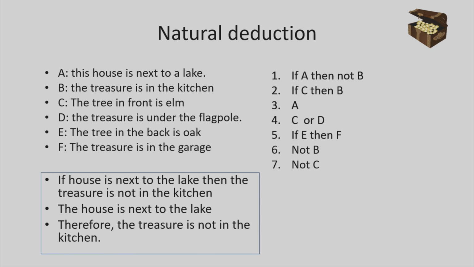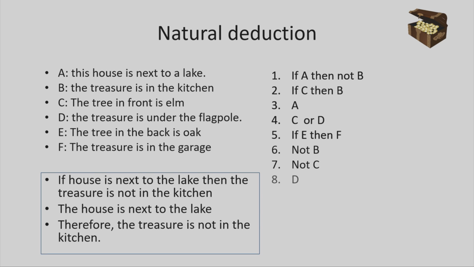But this tells us something about the tree. It still doesn't tell us where the treasure is. Can we get something more? Well, we still have several clues that we never used. And one of them is either the tree in the front is an elm or the treasure is under the flagpole. But wait a moment, we know that the tree in front is not an elm. So the only way to make this statement true is to have the second part, the D, to be true.